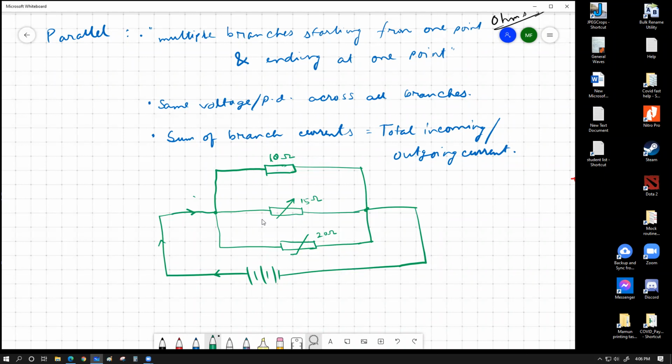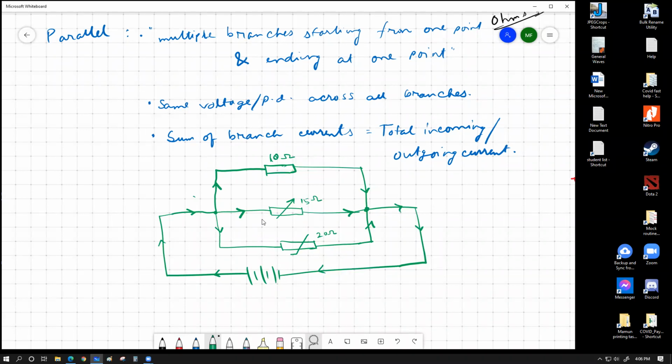So one part of the current is going to go this way, another part this way, and another part this way. This current flows to 10 ohm, eventually comes down over here. This current flows to the 15 ohm, eventually comes over here. This current flows to 20 ohm and comes over here. So these 3 currents eventually join up over here, and the total current ultimately flows down and gets back to the circuit. The idea is very simple.